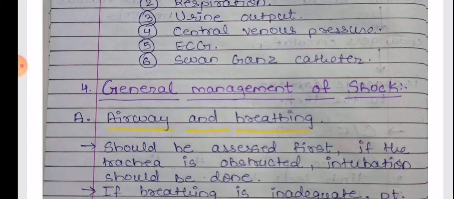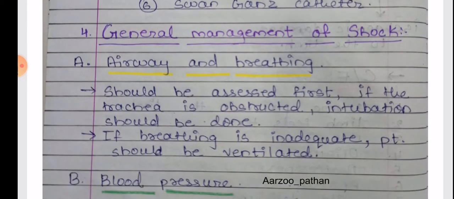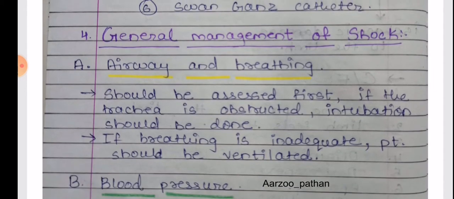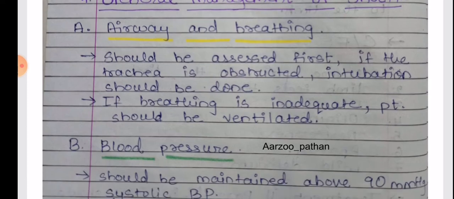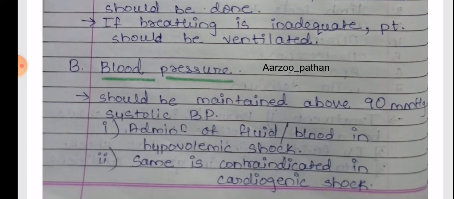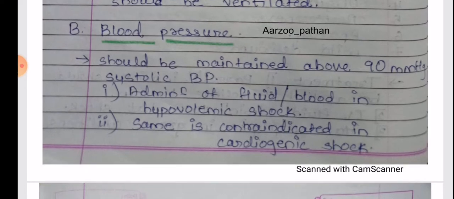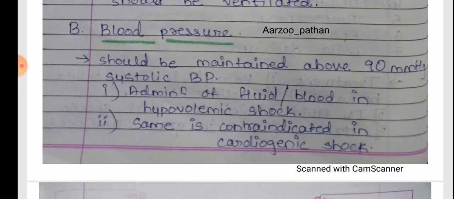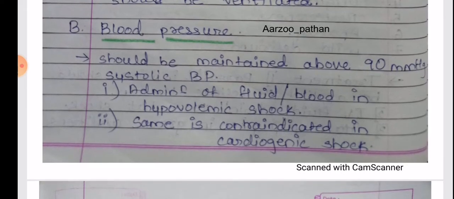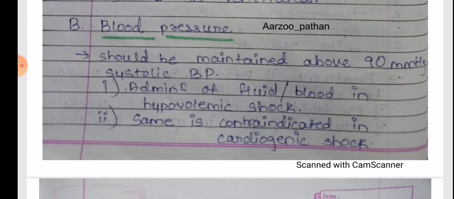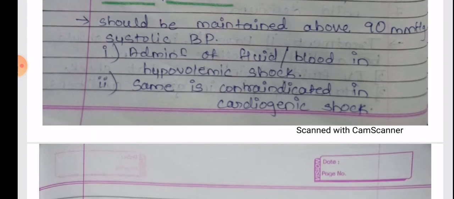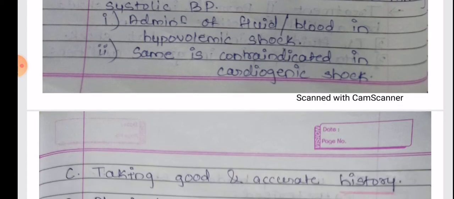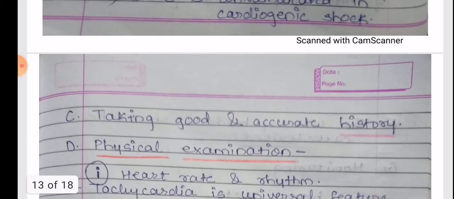General management of shock includes: airway and breathing should be assessed first. If the trachea is obstructed, intubation should be done. If breathing is inadequate, the patient should be ventilated. Blood pressure should be maintained above 90 mm Hg. Systolic BP is a must, so it should always be above 90. Administration of fluid or blood is given in hypovolemic shock, but the same is contraindicated in cardiogenic shock.